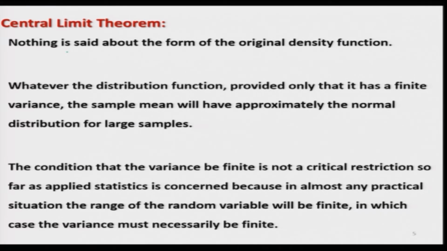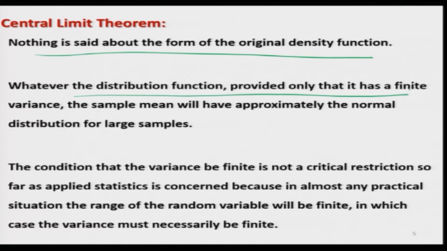We have not talked about it. So, nothing is said about the form of the original density function. The only thing we are assuming is that the variance is finite. Whatever the distribution function may be, provided only that it has a finite variance, the sample mean will have approximately the normal distribution for large samples.